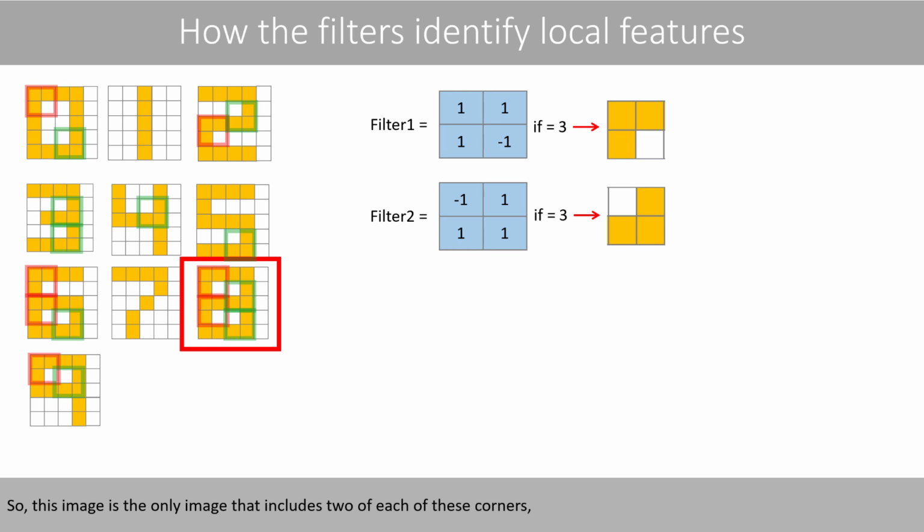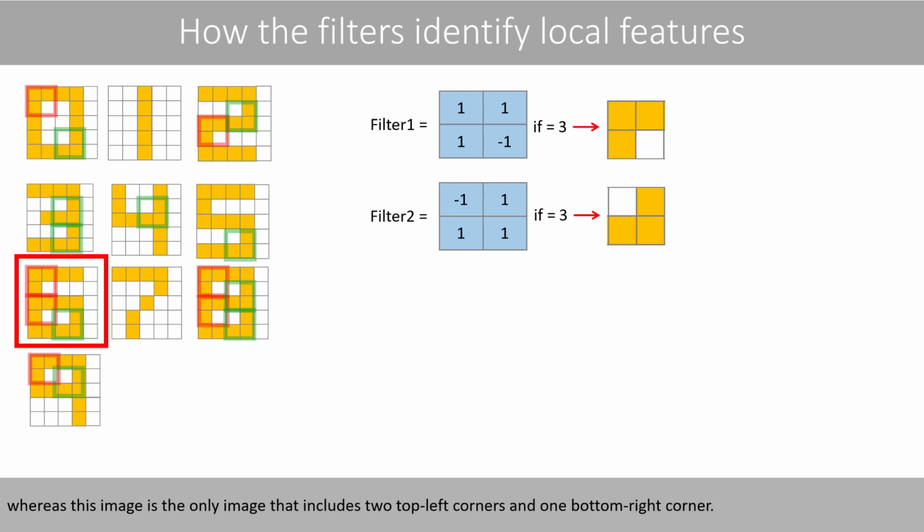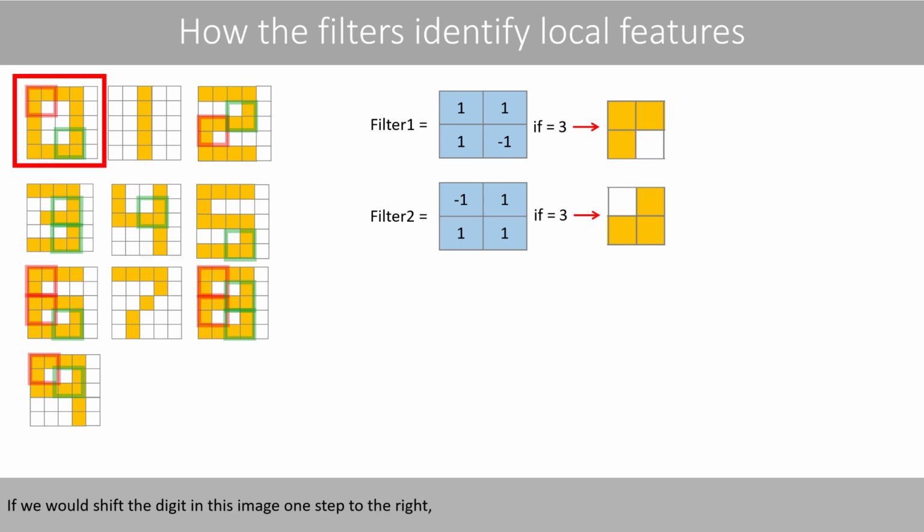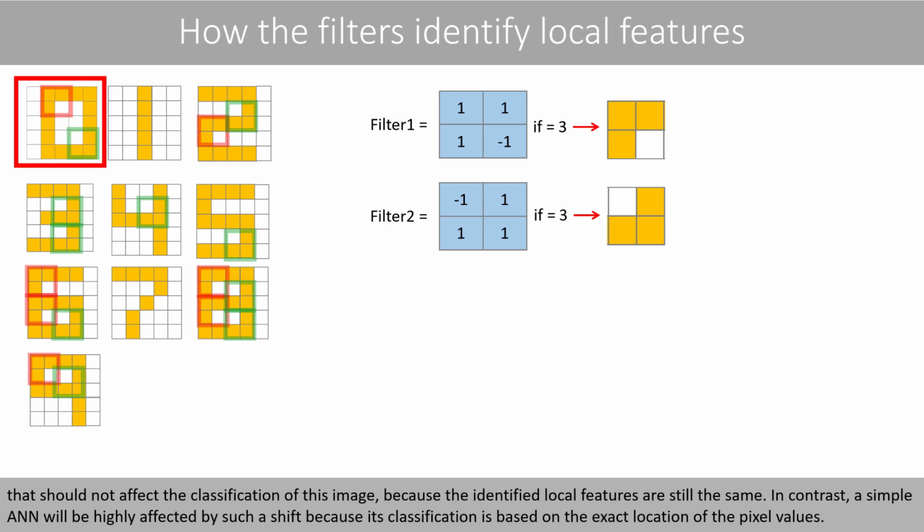So, this image is the only image that includes 2 of these corners, whereas this image is the only image that includes 2 top left corners and 1 bottom right corner. These 2 images do not include any of these corners. The image classification will therefore rely on different local features that are identified in the image, and not on individual pixels. If we would shift the digit in this image one step to the right, that would not affect the classification of this image, because the identified local features are still the same.